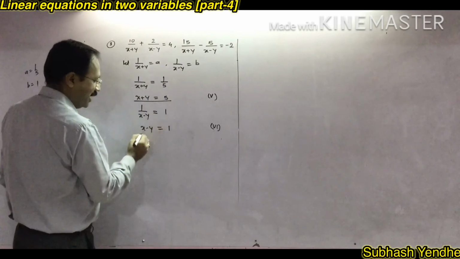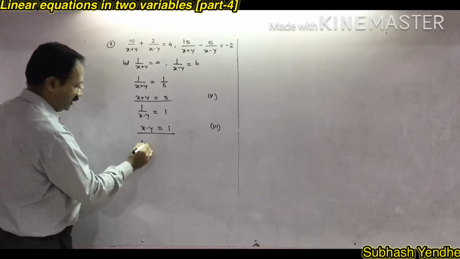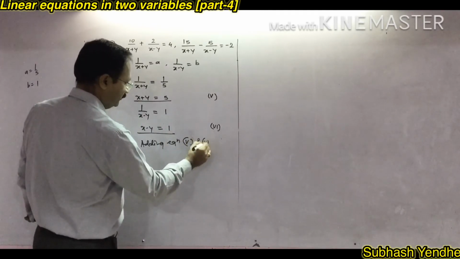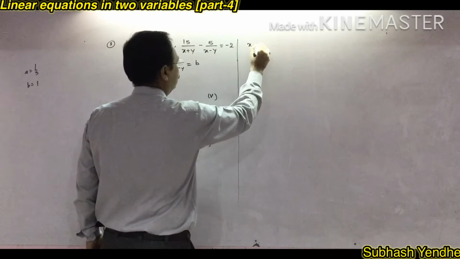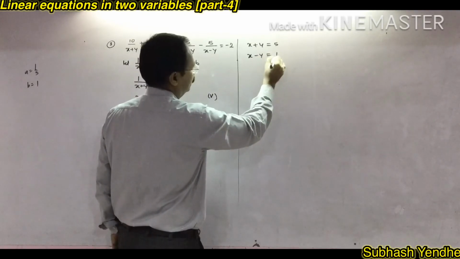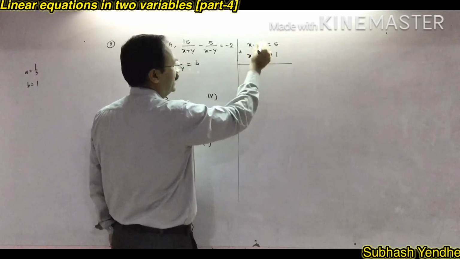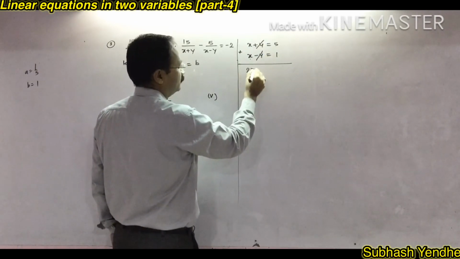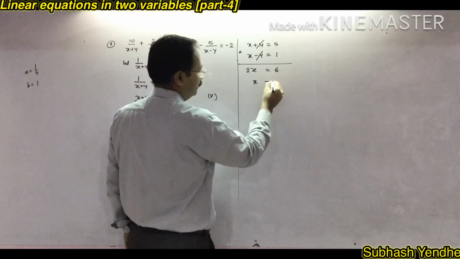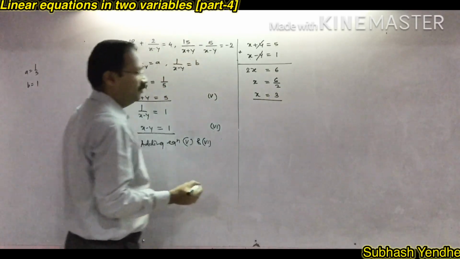Now you have to add or subtract equations 5 and 6. I am going to add them, adding equation 5 and 6. So here you will get x plus y equals 5 and x minus y equals 1. While adding, don't change the sign. So y will be cancelled. So x plus x equals 2x, 5 plus 1 equals 6. So 2 goes on that side, x equals 6 divided by 2. So x equals 3. The value of x is 3.